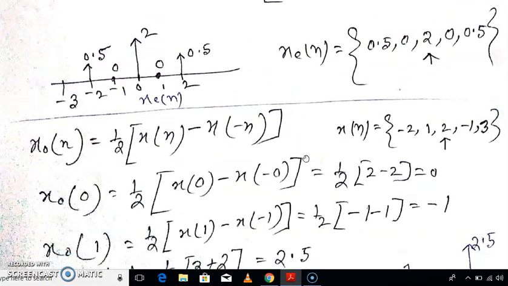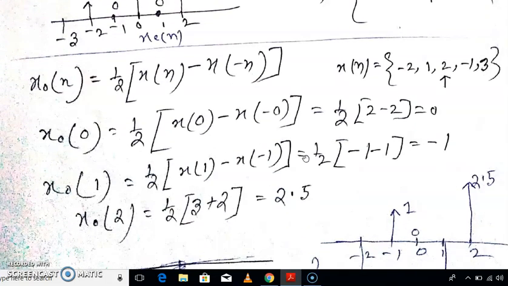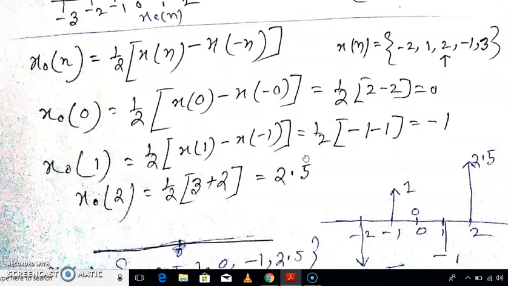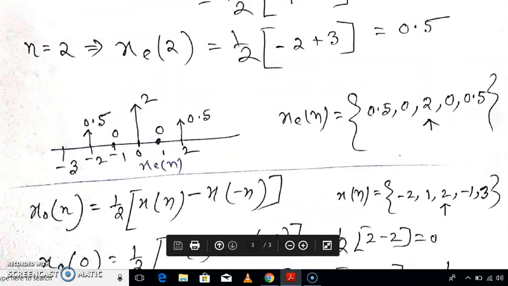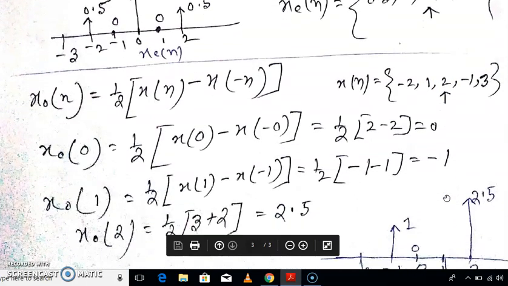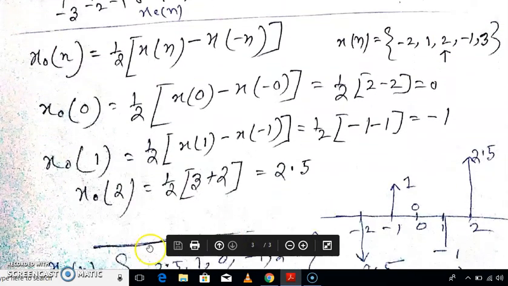In a similar way, you can find the odd part xo[n] of the given signal. The odd part is half of x[n] minus x[minus n]. If you put n equal to 0, you get xo[0], that is half of x[0] minus x[minus 0]. At 0 the value of the signal is 2, so x[0] minus x[0] is 2 minus 2, that is 0.